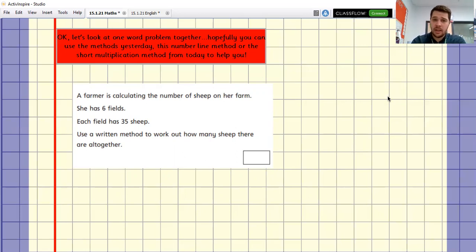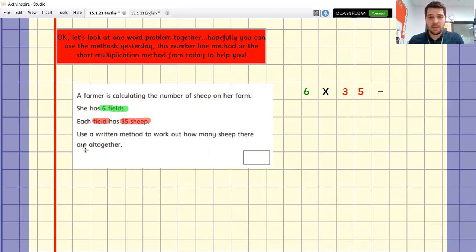A farmer is calculating the number of sheep on her farm. She has 6 fields, and each field has 35 sheep. So use a written method to work out how many sheep there are altogether. Let's pick out the key information. 6 fields, each field 35 sheep. So the calculation we need to do is 6 times 35.